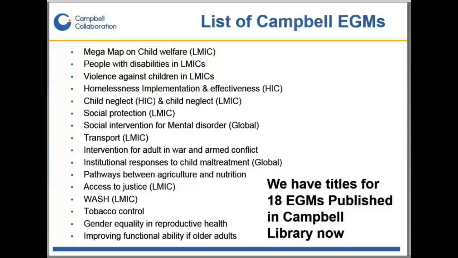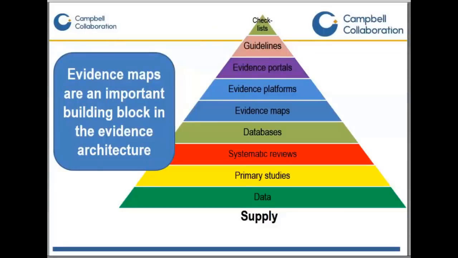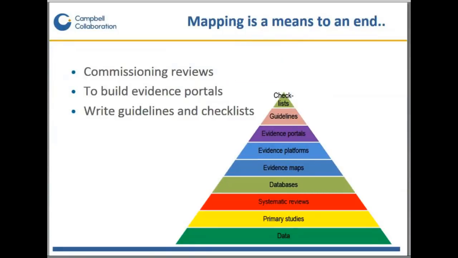So this brings me very nicely to my last point, which is that evidence maps are an important building block in the evidence architecture. But they are that, a building block. Evidence maps are not a means to an end, they're not the end in themselves. Evidence maps can be used to commission reviews, and we've seen that used several times, identifying reviews to be commissioned, but in particular, they can help build evidence portals and write guidelines and checklists.